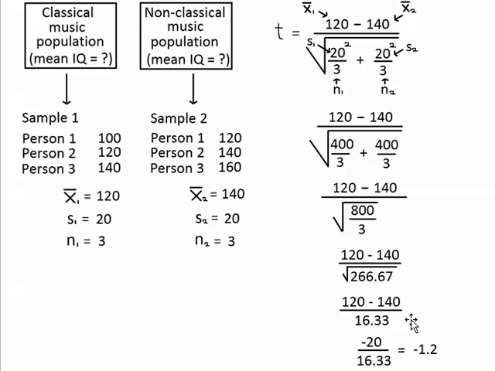I told you that every hypothesis test has a test statistic that's calculated based on the data, and it's then compared to the critical value later on. It just happens that in a t-test, the test statistic is called a t-score. So my t-score is negative 1.2.